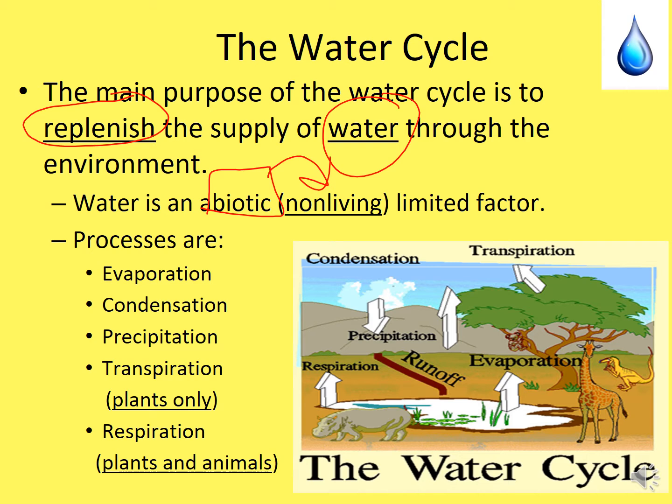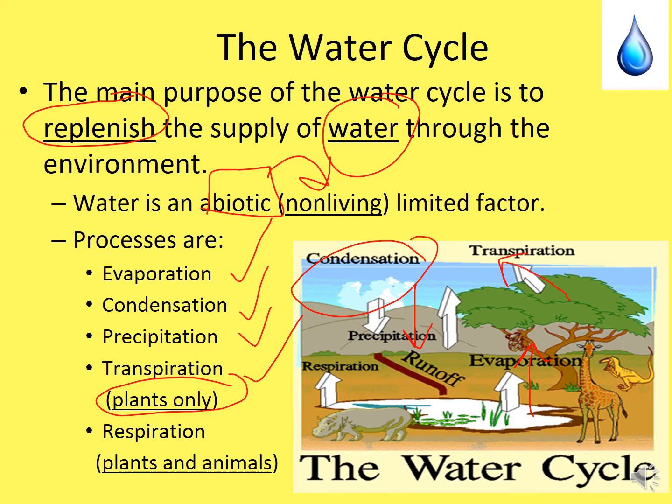Okay. The processes of the water cycle are composed of evaporation, as you see here, condensation, which we see happens, precipitation, which of course comes down, and transpiration. Again, transpiration is for plants only. So plants do go through this. What happens is they release water through the stomata and it goes back into the atmosphere.